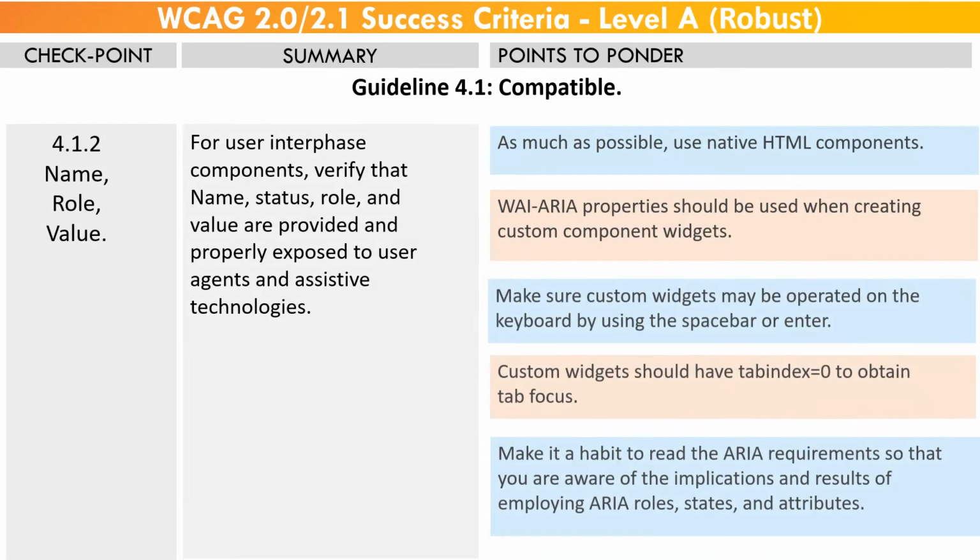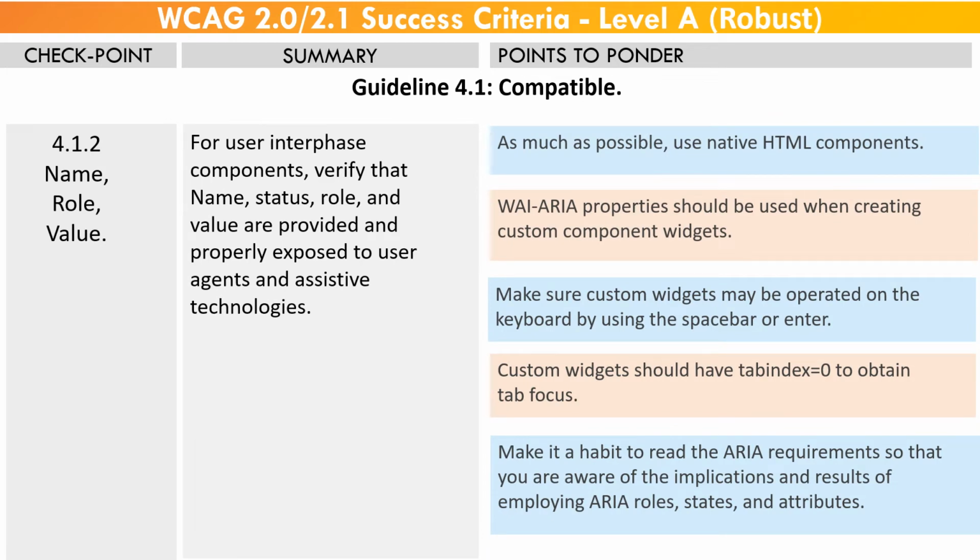4.1.2 Name, role, value. For user interface components, verify that name, status, role, and value are provided and properly exposed to user agents and assistive technologies. As much as possible, use native HTML components. ARIA properties should be used when creating custom component widgets.